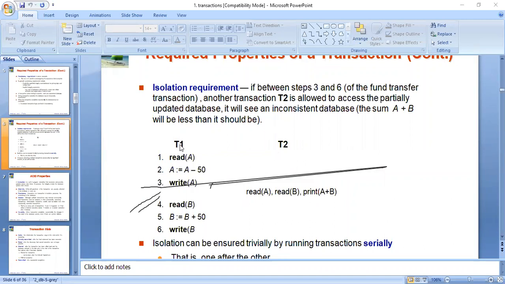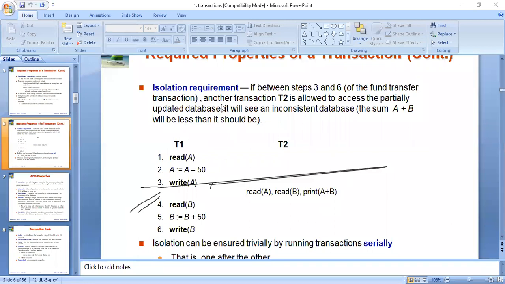Here, T1 has been executed. Instructions 1, 2, 3 have been executed. And next, T2 has been entered and it is displaying the sum. That means before completing T1, it has been executed. That is why we are getting inconsistent results. What is that inconsistent result? A plus B becomes 950 plus 2000, that is 2950. But we are supposed to get 3000 before the transaction and after the transaction.